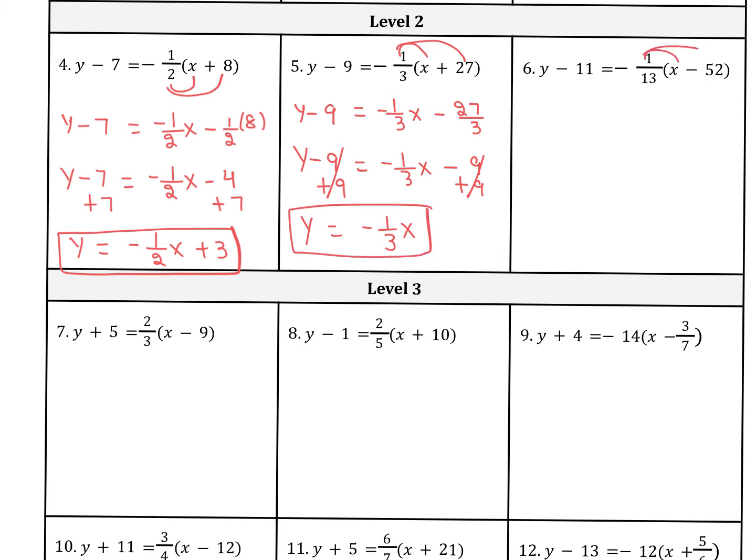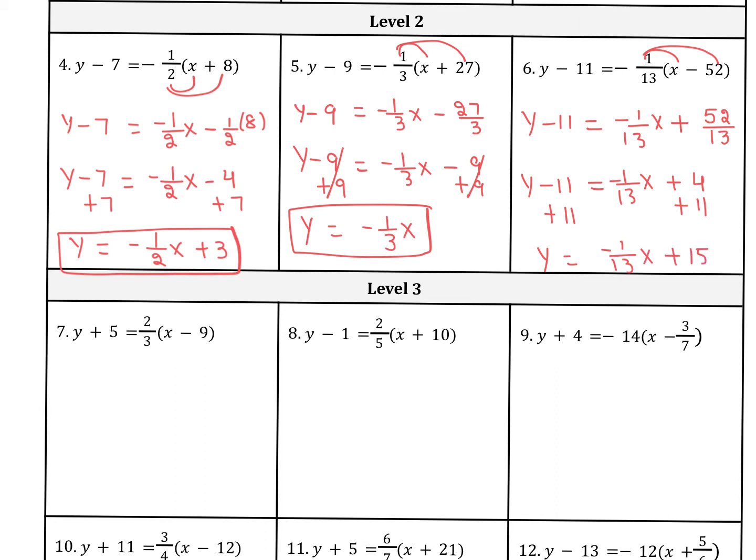You're going to distribute 1 over 13 inside. Y minus 11 equals negative 1 over 13x. Negative, negative, positive. And that's going to be 52 divided by 13. Y minus 11 equals negative 1 over 13x plus 4. Add 4 on both sides. You're going to get y equals negative 1 over 13x plus 15.